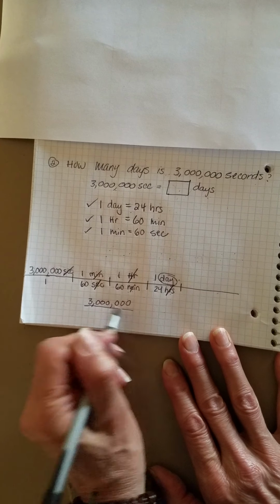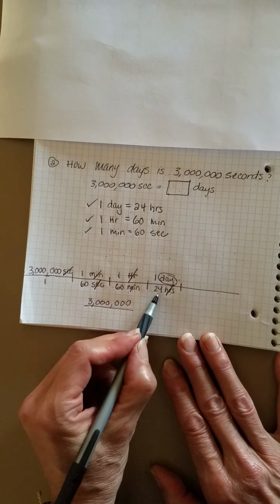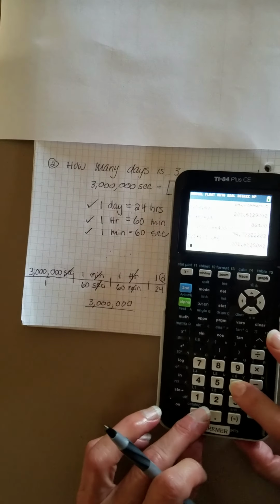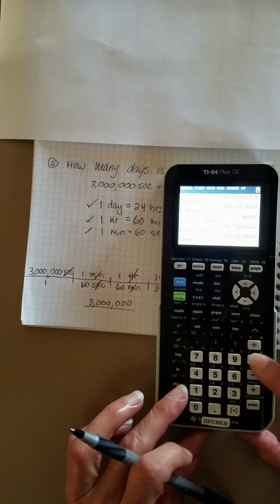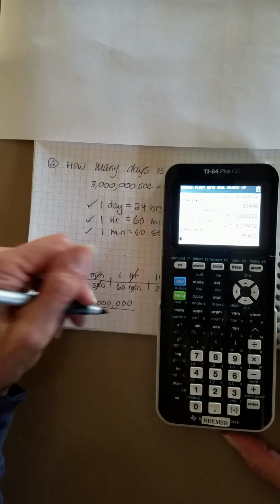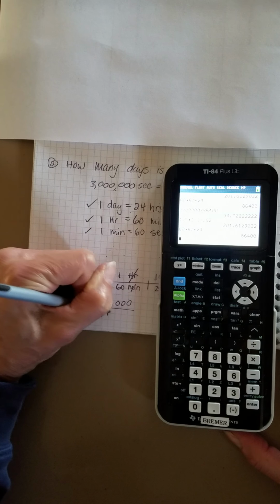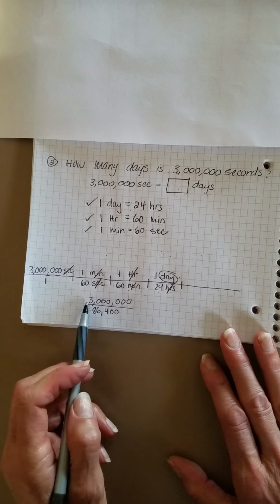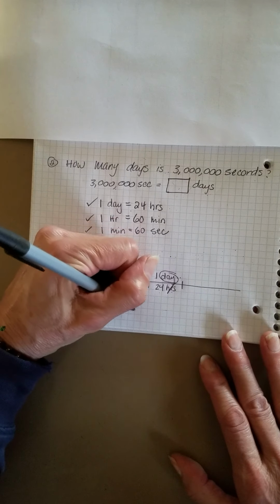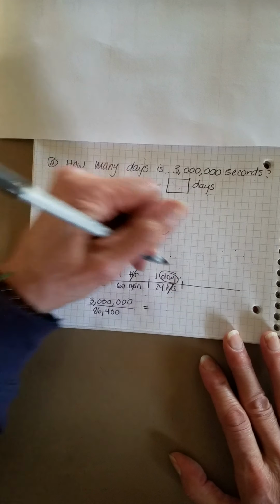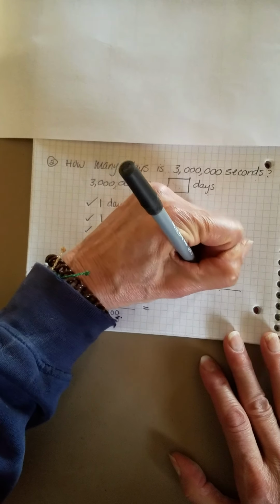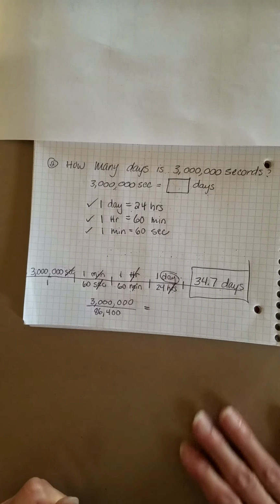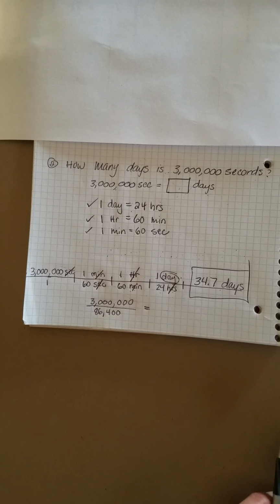And then we need to divide by 1 times 60 times 60 times 24. Let's figure out what that is. 60 times 60 times 24 is equal to 86,400. So I have 3 million over 86,400 with my units being days, and I come up with 34.7 days, so over a month. That is how many days 3 million seconds are.